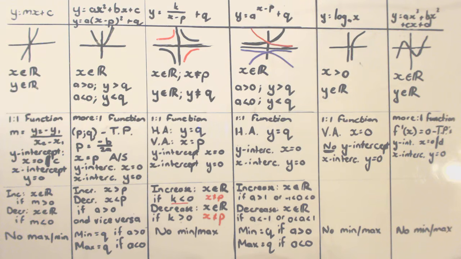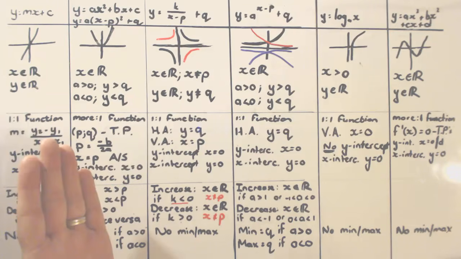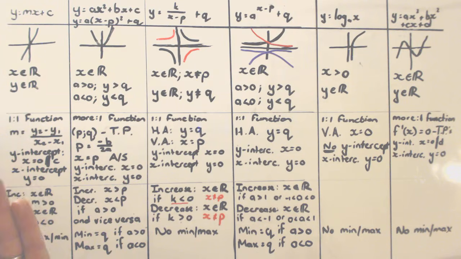And then sometimes they do ask minimum and maximum values. They will ask you, does the equation have a minimum or maximum sometimes? And then say, give the minimum or the maximum. Now for a straight line, there's no minimum and maximum. For hyperbola, there's no minimum and maximum. For a log function and a cubic function, there's no minimum and maximum. The only two functions that really have a minimum and a maximum are the parabola and the exponential graph.